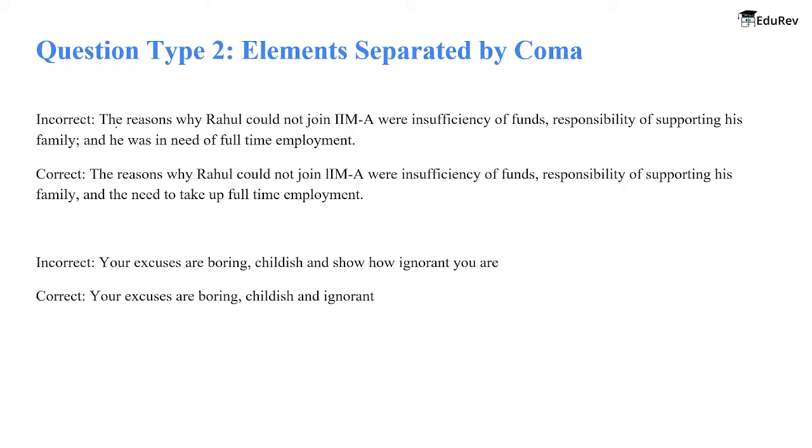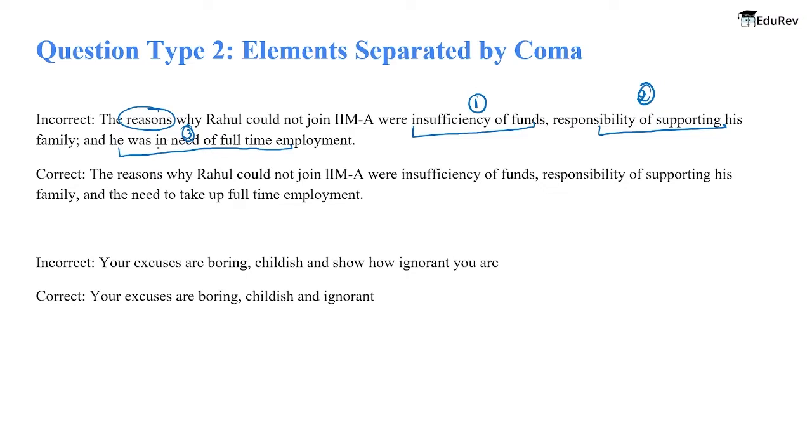Now the incorrect statement is the reasons why Rahul could not join IIMA. Now what are we talking about? We are talking about the reasons. So what are they? Insufficiency of funds, responsibility of supporting his family, and he was in need of full-time employment. So these are different elements: insufficiency of funds is the first element, separated by comma is the second element, the responsibility of supporting his family, and the third element is he was in need of full-time employment.